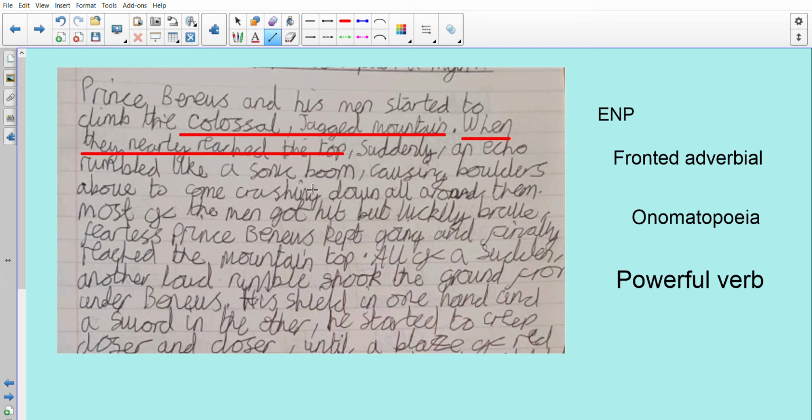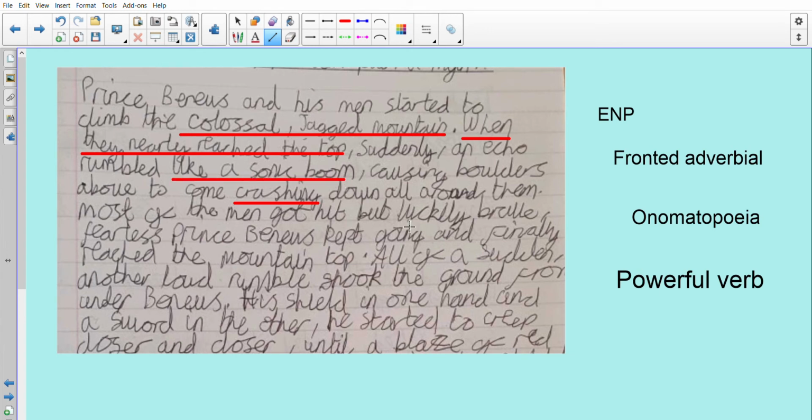Suddenly, an echo rumbled like a sonic boom, causing boulders above to come crashing down all around them. Now, it wasn't one of the things I asked you to use, but I've noticed he's used some onomatopoeia, crashing. It's the sound it makes, isn't it? We used that earlier this year. And we've got a simile in there as well, haven't we? Like a sonic boom.